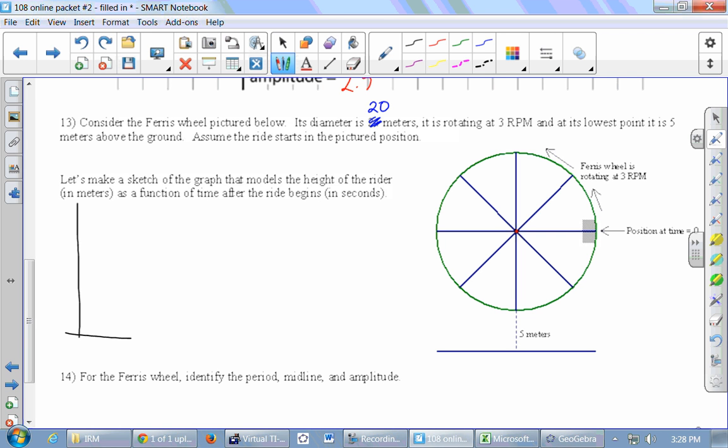Okay, so we'll make our graph. Time is down there in seconds. Height is up here in meters. Where is this thing initially? How high is it off the ground?